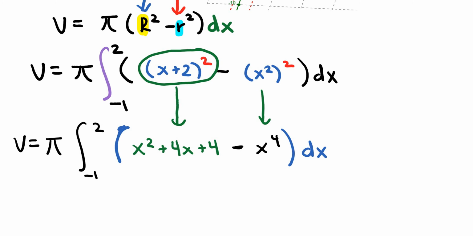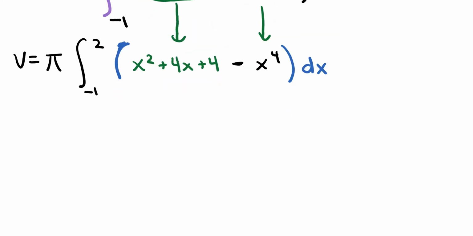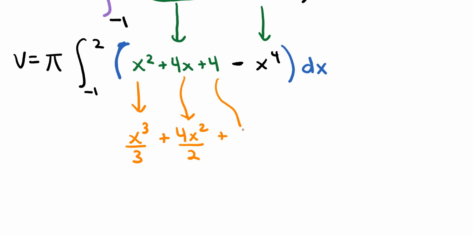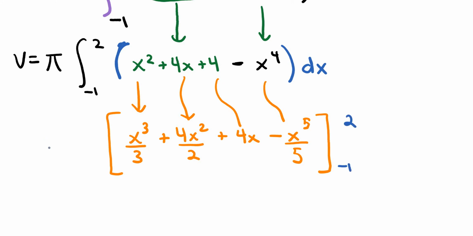Okay, so I think now we're ready to find the antiderivative, and finding the antiderivative of this expression will take a little bit of time. So that's going to be x cubed divided by 3 plus 4x squared divided by 2 plus 4x, and then minus x to the power of 5 divided by 5. And then we'll put our square brackets there, and we're going all the way from -1 to 2. Volume equals pi times all that.